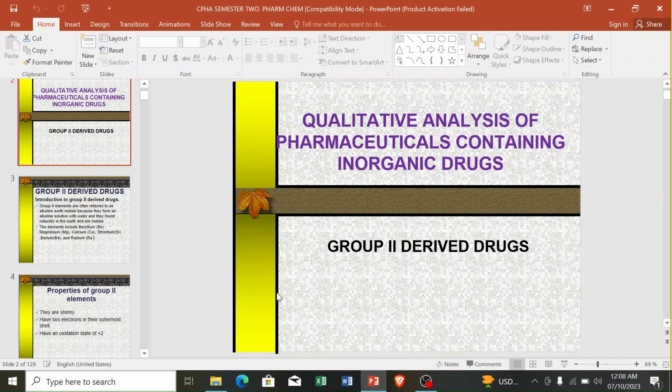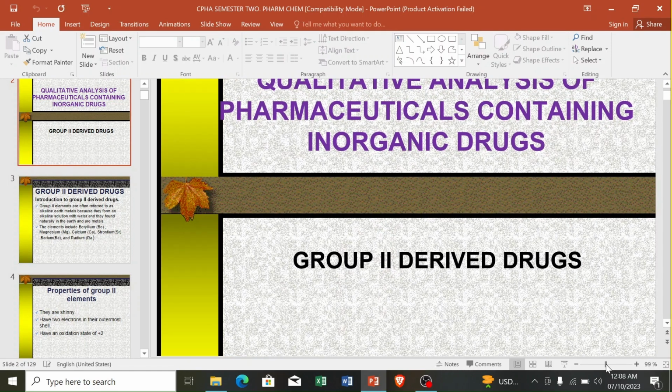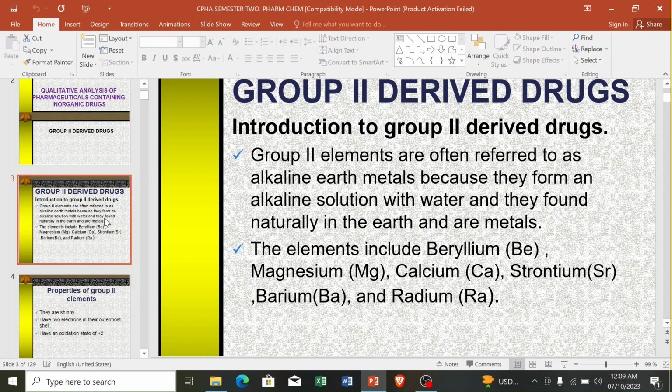Today we are going to look at group 2 elements of the periodic table and their compounds. We are going to look at which elements we find in group 2, what compounds they form, how we use these compounds, and what the need is for us to study these different compounds. So let us start with the group 2 elements of the periodic table. Group 2 derived drugs: an introduction to group 2 derived drugs.